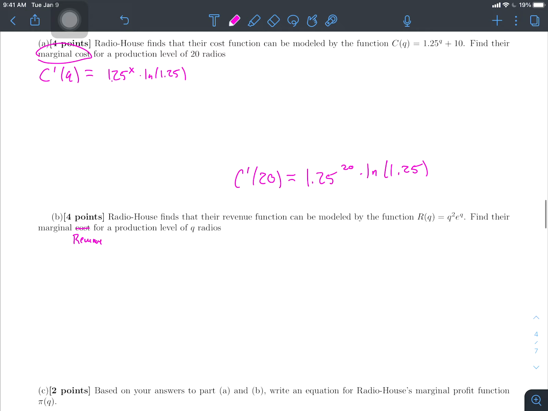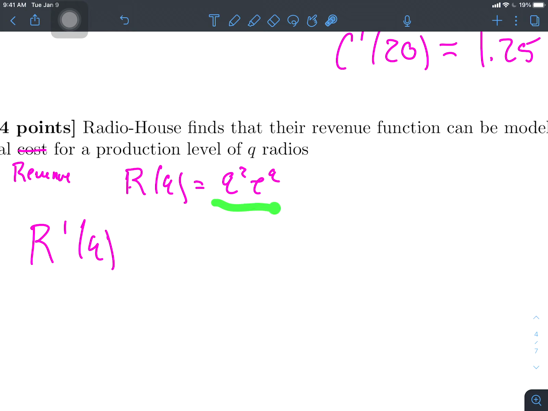So, of course, the marginal revenue is nothing but r prime of q. If r of q is given by q squared e to the q, I need to take the derivative of this function in order to get r prime of q. The way I'm going to do that is to use the product rule, because I have q squared times e to the q. I know how to do the derivative of q squared, and I know how to do the derivative of e to the q, but we're multiplying them together. So we need to use the product rule.